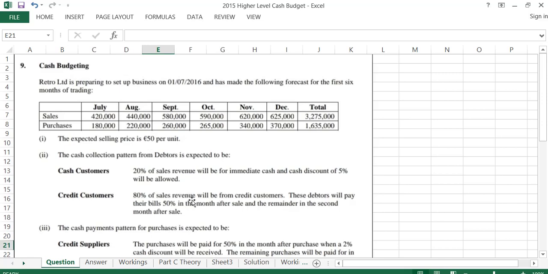These debtors will pay their bills 50% in the month after sale and the remainder in the second month after sale. So of the 80% we sell to on credit, half of them, 50%, pay in 1 month and the other 50% will pay in 2 months.